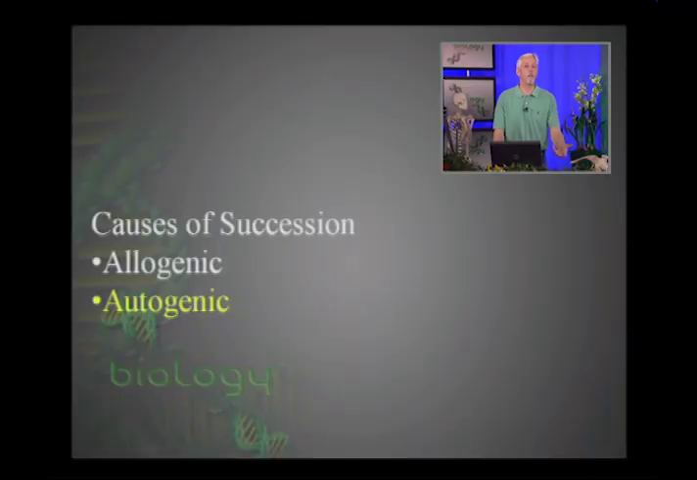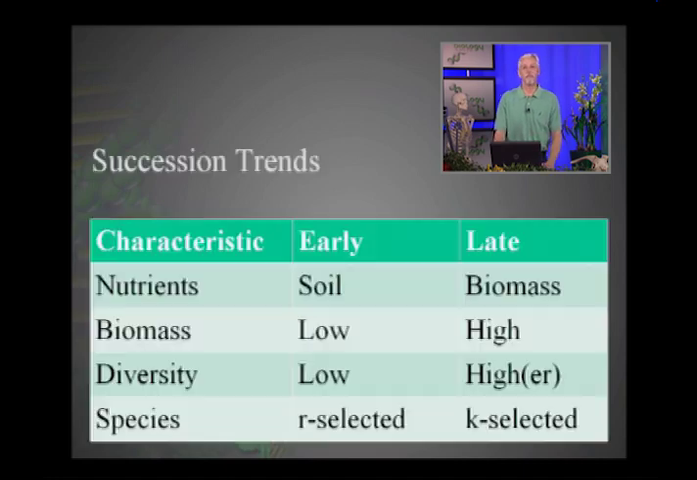And then other changes are so-called autogenic changes, and these are the ones that I've talked about already. So grasses, annuals, living, dying, contributing to soil production will trigger a change over time, because soil production then leads to the ability of shrubs, trees, and so on to begin to grow. So again, these are so-called self-induced changes in succession.